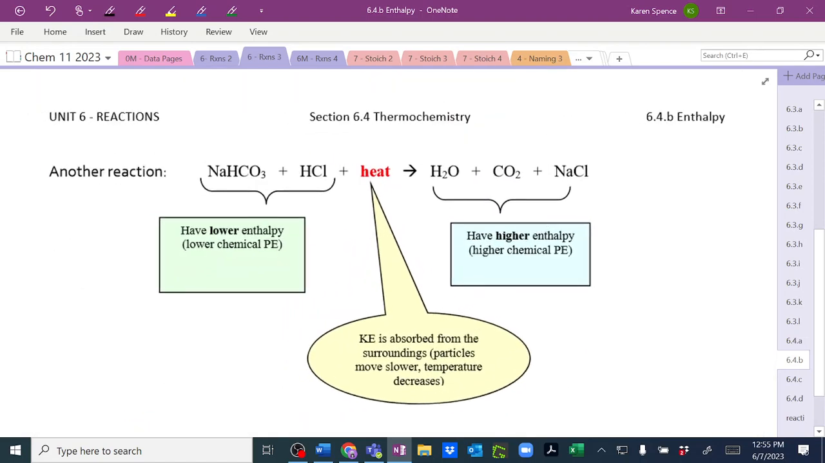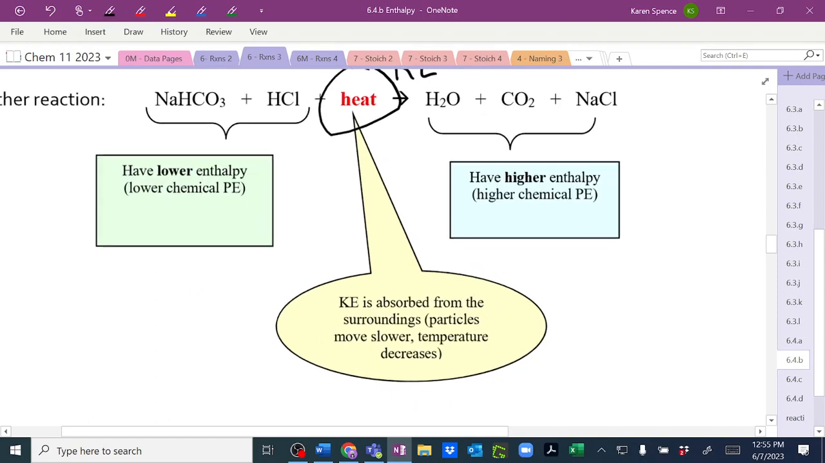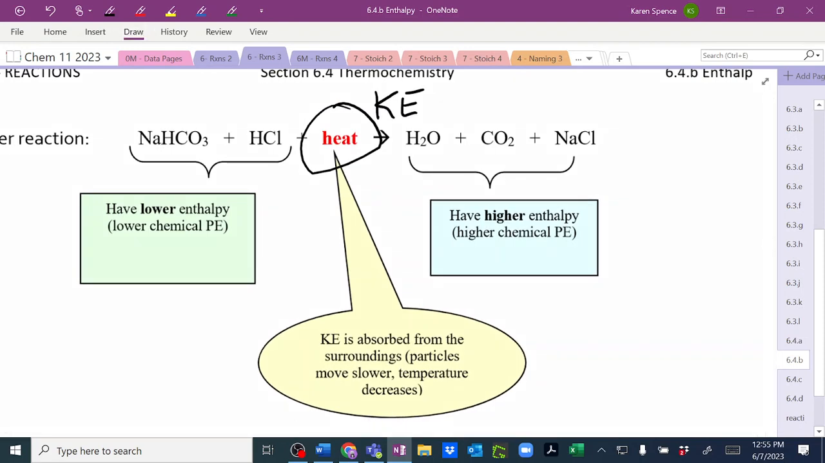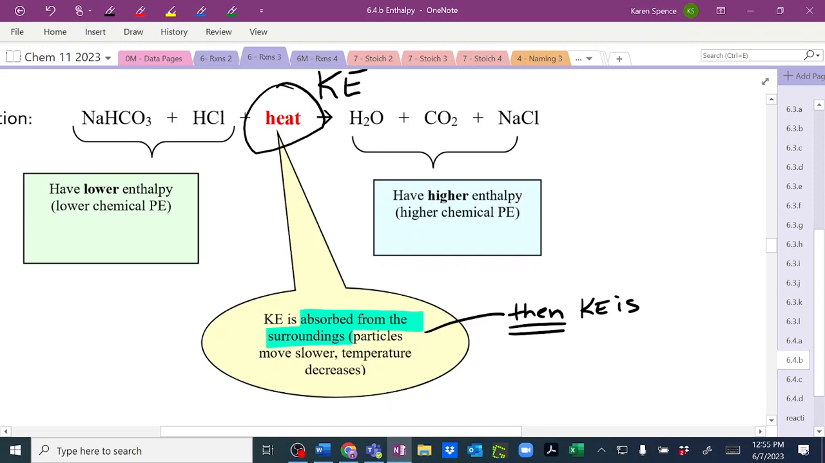Okay, so we've got an example of that right here. Here the heat term is in the reactants. So this is our kinetic energy. And you'll notice down here, it says that it is absorbed from the surroundings. And then what happens to the kinetic energy after it's absorbed? It's converted into potential energy.